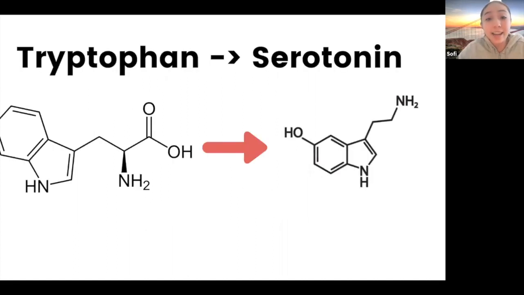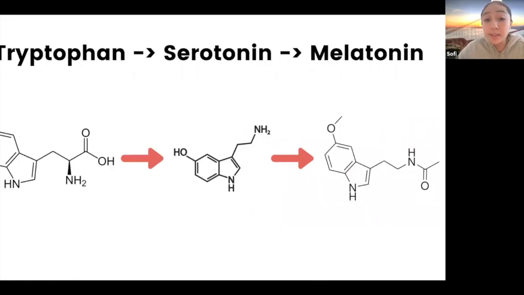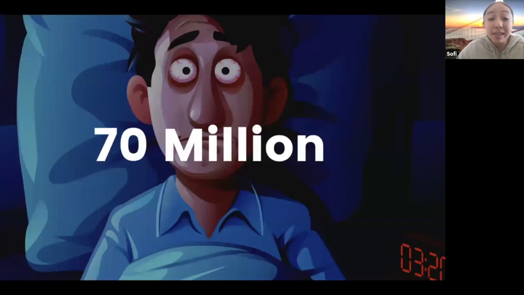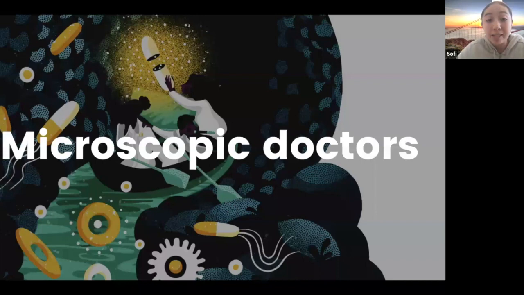And serotonin, as we were mentioning before, the hormone of happiness, can be then turned into melatonin. This is where the story becomes interesting because melatonin is the hormone of sleep. Without it, there are 70 million people in the US alone who suffer from sleep disorders. But I think that this has something to do with synthetic biology. And this brings me to microscopic doctors, living medicines or smart medicines.